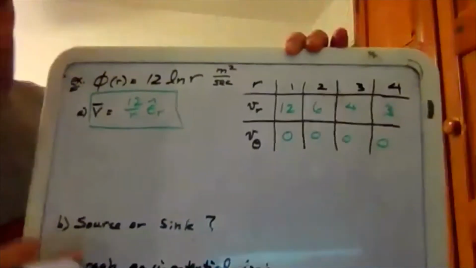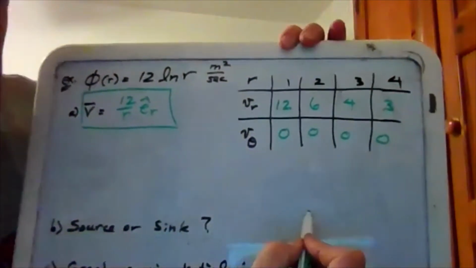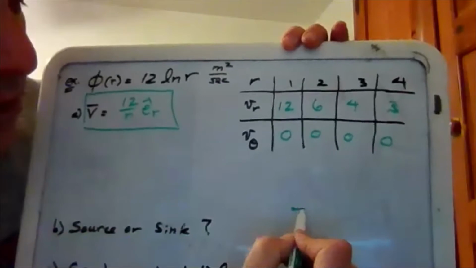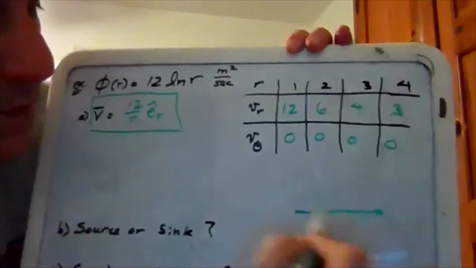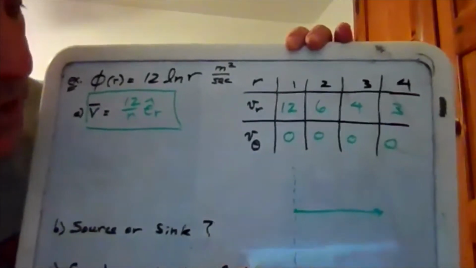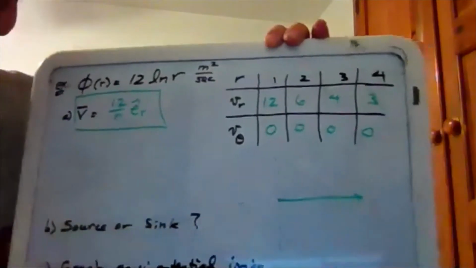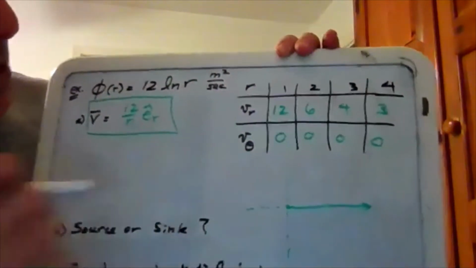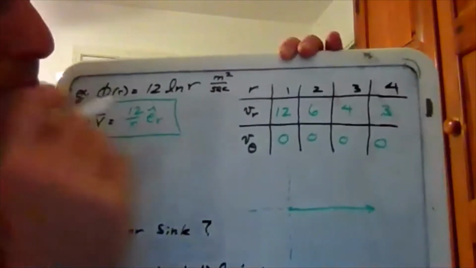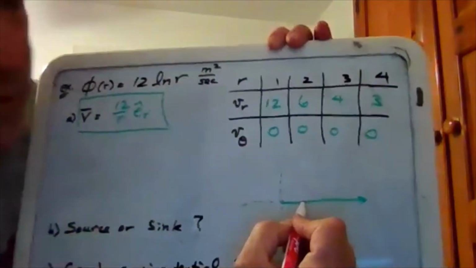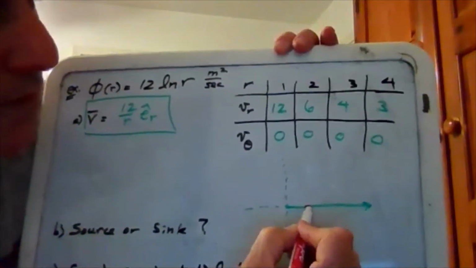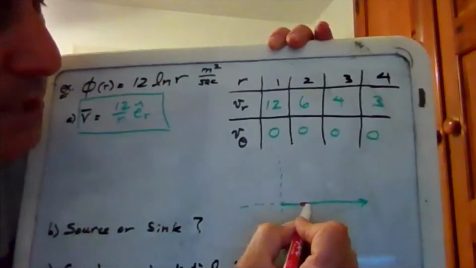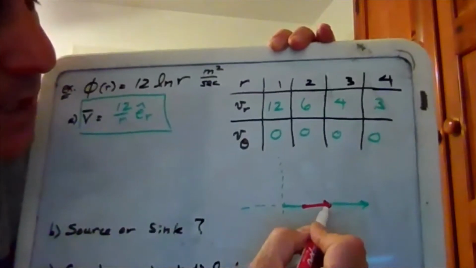Okay, is this a source or sink? Well, that comes from a little bit of visualization. So I'm going to draw myself an r-axis and maybe put in a couple dotted lines and imagine that I'm looking overhead here like this. Okay, so let's do r equals 1. What does it say that the velocity is like? It's positive 12, so it would be in the positive direction. So it would be out there like that.